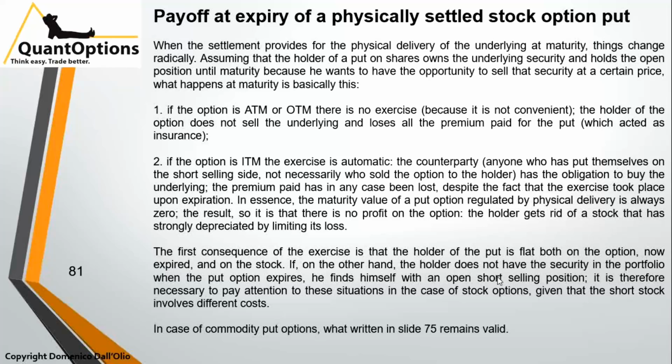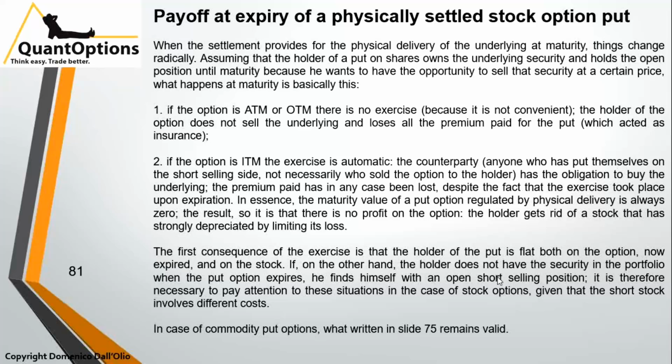Scenario number 2: if the option is in the money, the exercise is automatic. The counterparty has the obligation to buy the underlying. Why is that? Because the holder of the put has the right to sell. To whom? To the counterparty. So the counterparty has the obligation to buy the underlying. The premium paid has in any case been lost, despite the fact that the exercise took place upon expiration. In essence, the maturity value of a put option regulated by physical delivery is always 0. The result, so, is that there is no profit on the option.